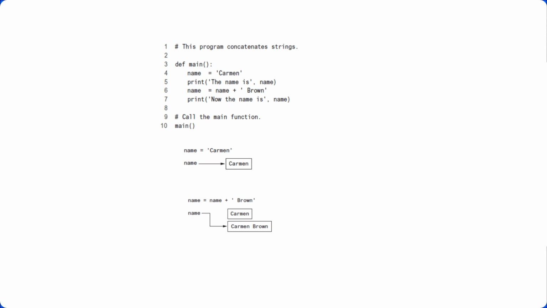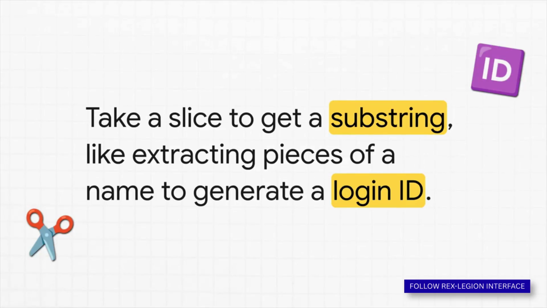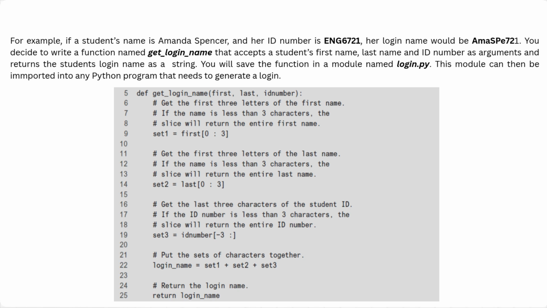All right, let's step it up. Part 2, slicing and dicing strings. These are our precision cutting tools. Taking a slice of a string gives you a substring. And this isn't just theory. This is exactly how a university automatically generates a clever login ID by carving out specific pieces of a student's name and ID number. Imagine you've got a student named Amanda Spencer, and her ID number is ENG6721.